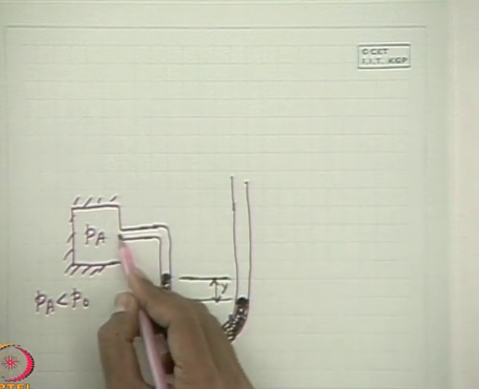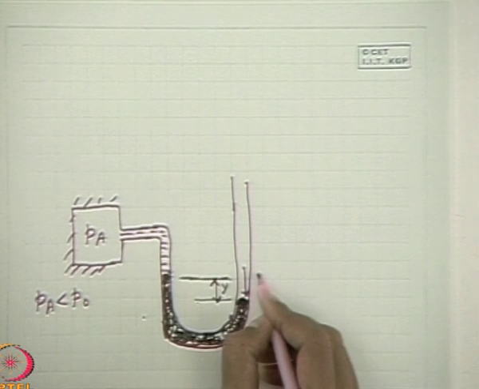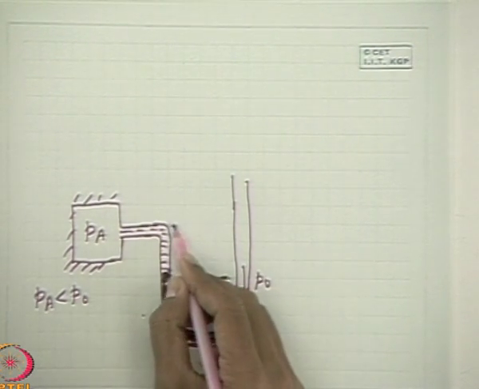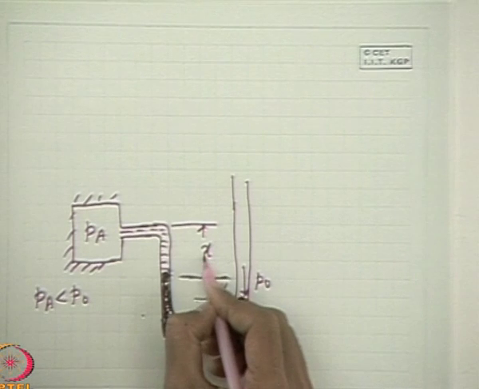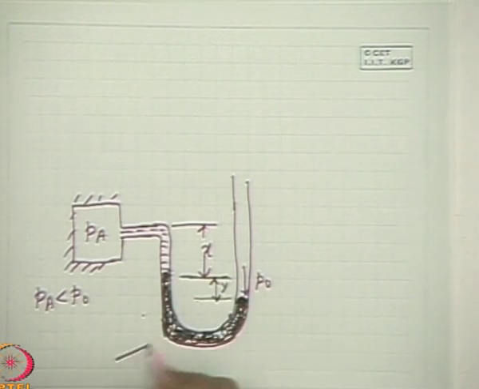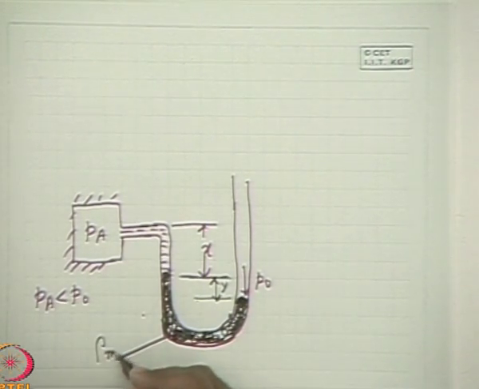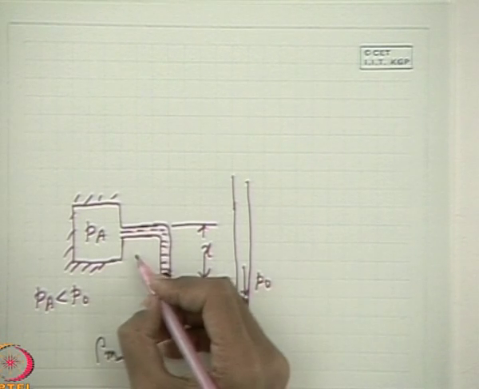That means the liquid will be like this. That means on this side the pressure is more, P0. In that case, if I define this as x and this as y, y is the deflection of this. This is the manometric liquid whose density is rho m, and similarly this is rho.